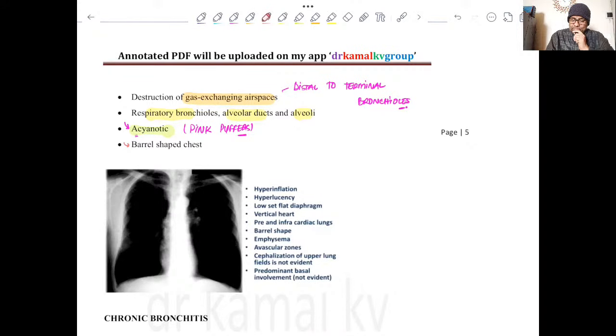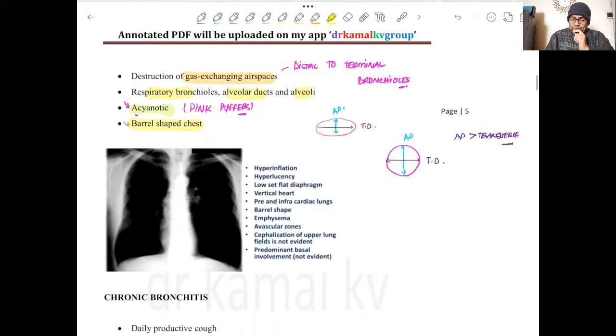Now what is barrel shaped chest? Normally if we take the transverse section of chest, this is the AP diameter, clear, and this is the transverse diameter. Fine. Now in a case of emphysema, what will happen? The chest will be something like this. So this is the AP diameter, clear, and this is the transverse diameter. The AP diameter is becoming more than the transverse diameter, clear. So this is known as the barrel shaped chest. So please remember this term for emphysema.